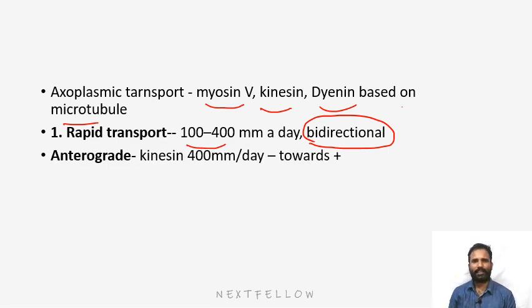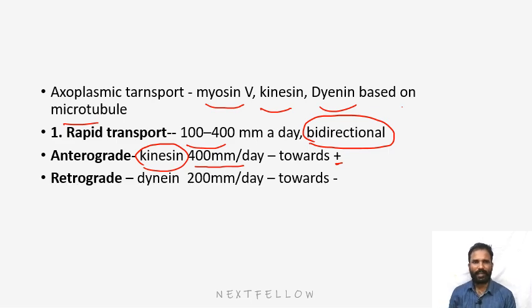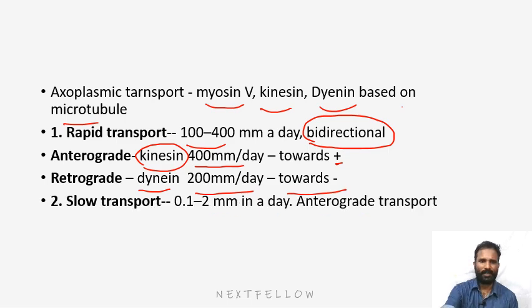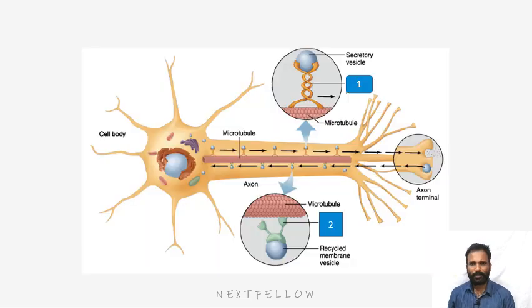Anterograde is done by kinesin, which moves 400 mm per day towards the positive terminal. Retrograde is done by dynein. It is 200 mm per day and is towards the negative terminal. Whereas slow transport is only anterograde, that means only towards the forward direction, and it is very slow, 0.1 to 2 mm a day. In this diagram you can see anterograde transport and retrograde transport. Anterograde transport is by which molecular motor? Anterograde is by kinesin, whereas retrograde is by dynein.